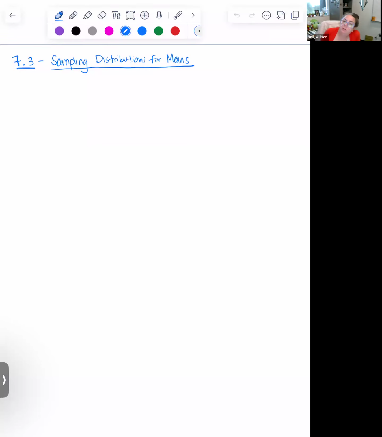So this is going to be about section 7.3, which is sampling distributions for means. So let's talk about what a sampling distribution is first, and then we'll talk about what it means to do a sampling distribution on means.